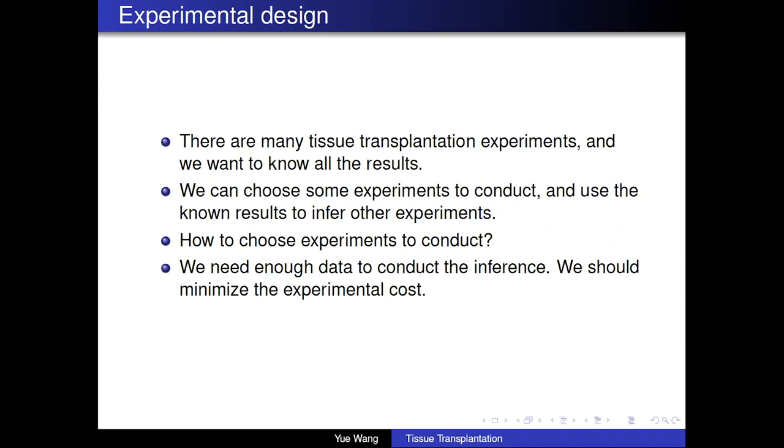The last part of my talk is about experimental design. So assume there are many tissue transplantation experiments, and so far we don't know any results. And the goal is to know all the results. And here, since we have the inference method, we don't need to conduct all of them, but just to conduct some of them and use these results to infer others. And the question here is, how should we choose which experiments to conduct?